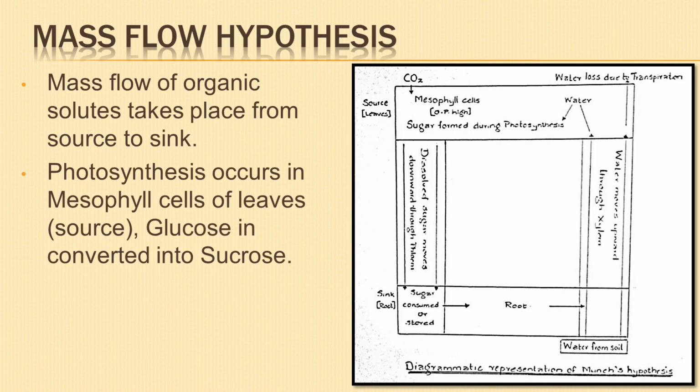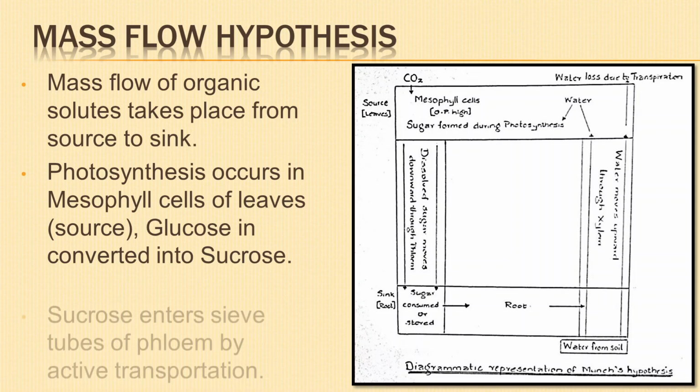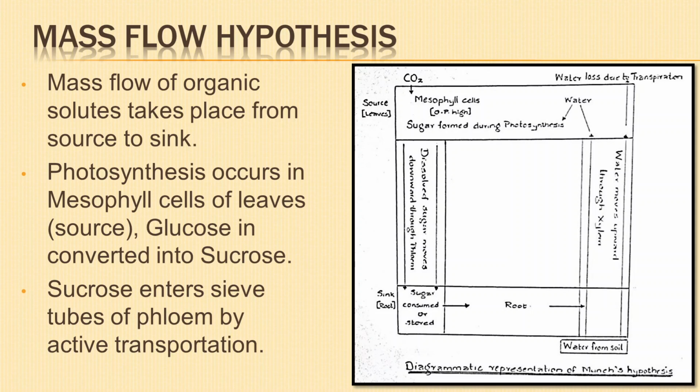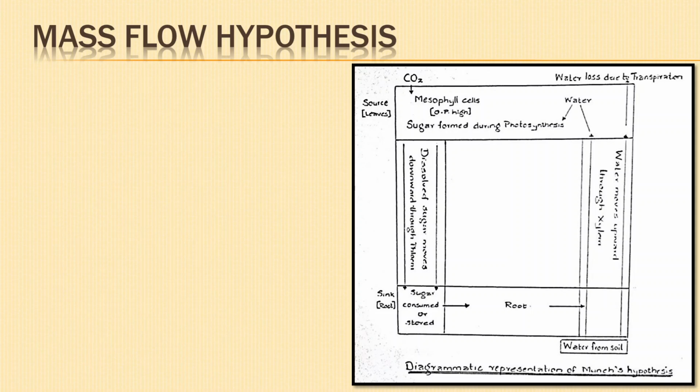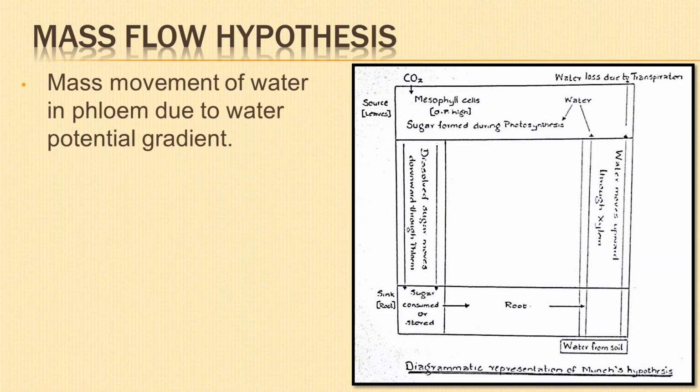Food in the form of glucose is prepared by the leaves in the mesophyll cells during photosynthesis and is converted into sucrose. It enters the sieve tube of phloem by active transportation. A water potential gradient is created due to which there is mass movement of food within the phloem.